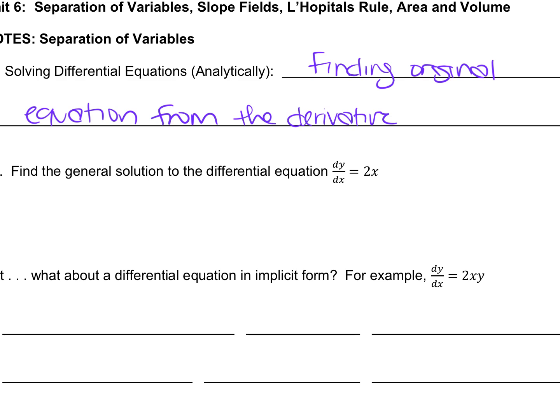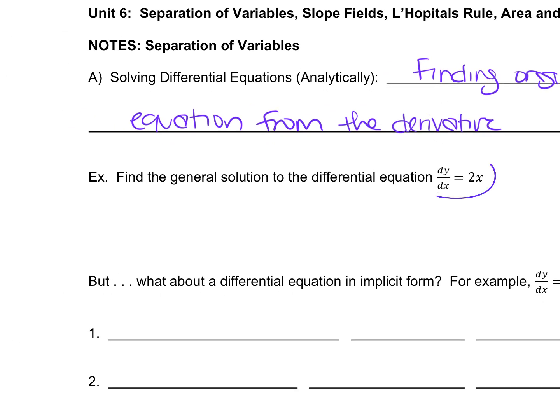So what we did for something like this, we're given dy dx is 2x. We integrated 2x with respect to x. The integration of 2x is what? X squared, and we said plus c. Sometimes we were given that original point to plug in and solve for c. Sometimes we just left it in the general form, okay?